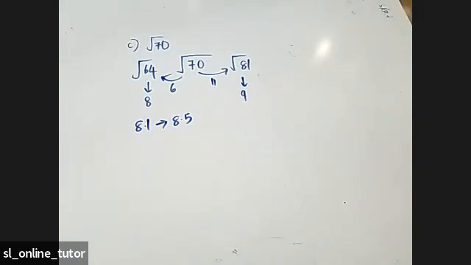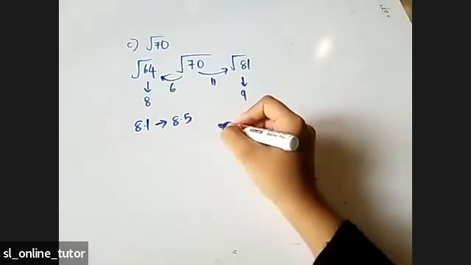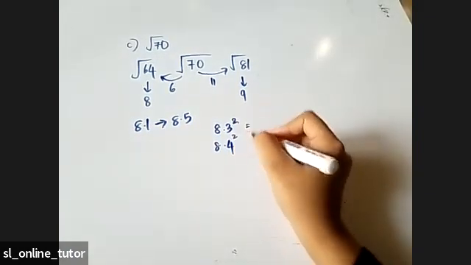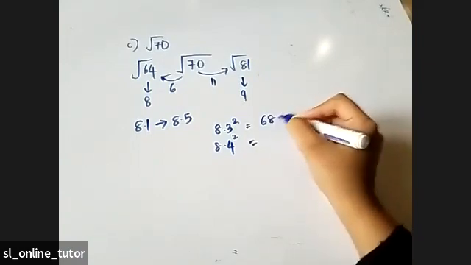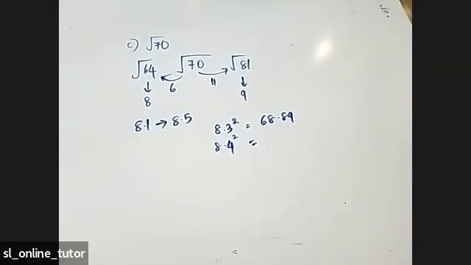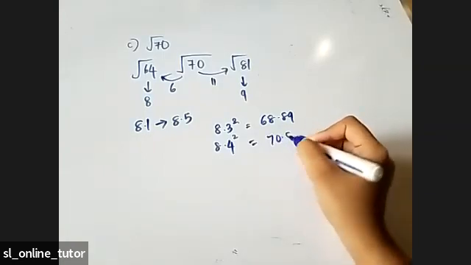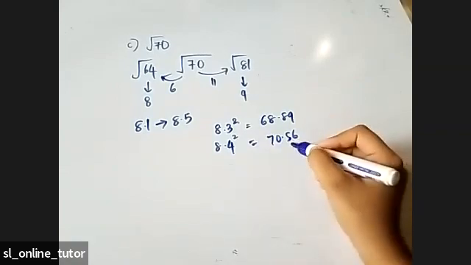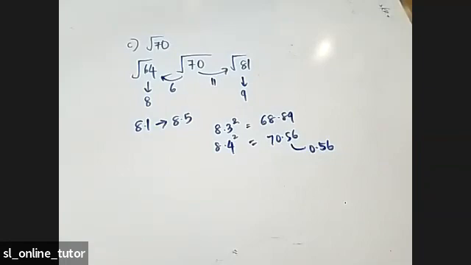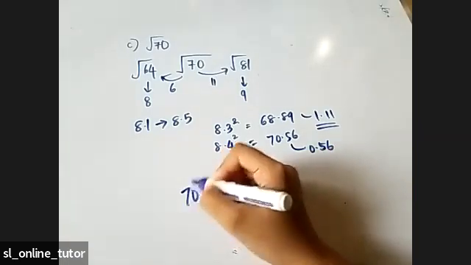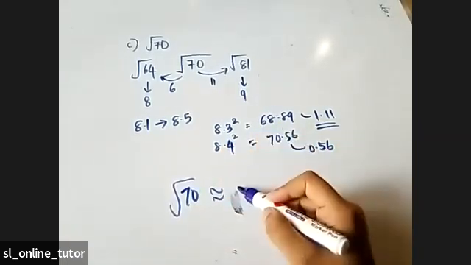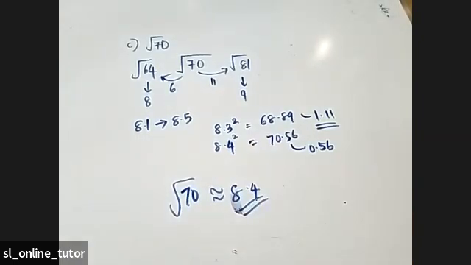Square root of 70. You are getting 8.4. Yes, we'll check and see 8.3 and 8.4 both. 8.3 into 8.3 means you are getting 68.89. 8.4 and 8.4 means you are getting 70.56. 70, right? So if you subtract this one, here you get only 0.56 difference. But if you subtract the other one, 70 minus 68.89, you are getting a 1.11 difference. So this is too much. This is easier. So the square root of 70 is approximately closer to 8.4. Sabiha, your answer is wrong, right?